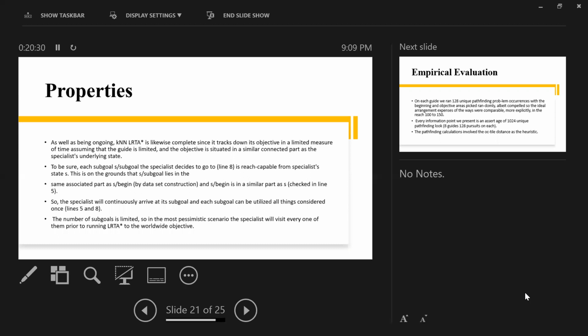When I talk about properties, there are about 5 points. As well as being ongoing, KNN LRTS search is likewise complete since it tracks down its objective in a limited measure of time, assuming that the guide is limited. To be sure, for each sub-goal, the specialist decides to go to the next line. It is as a ground part. And the third point, same associated part as begin, and it is in the same similar part. And the fourth point, the specialist will continuously arrive at its sub goal, and each sub goal can be utilized, all things considered, in one line. And the fifth part is that the number of sub goals is limited, so in the most pessimistic scenario, the specialist will visit every one of them prior to running LRTS search to the worldwide objective.